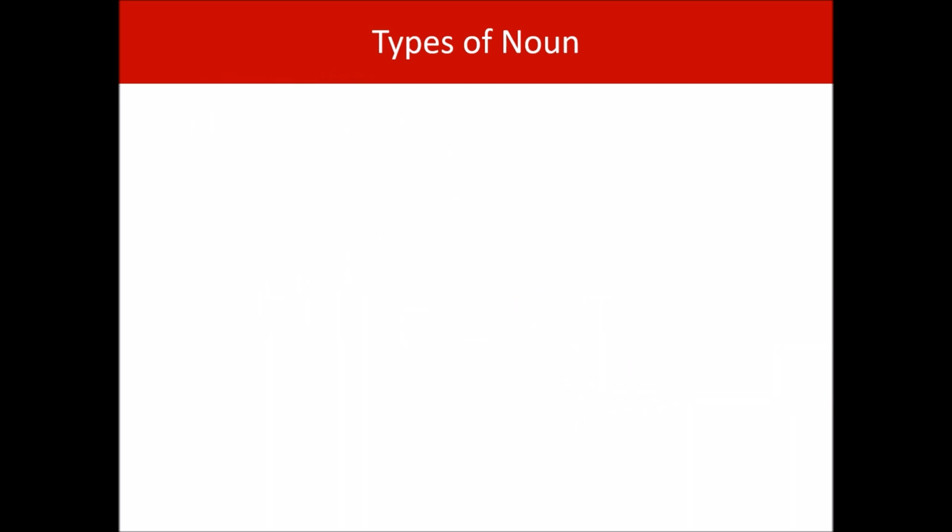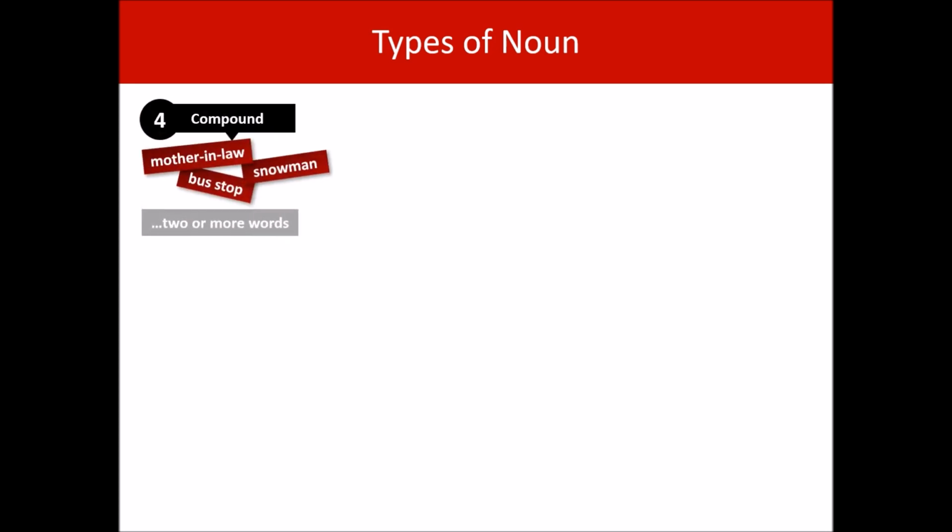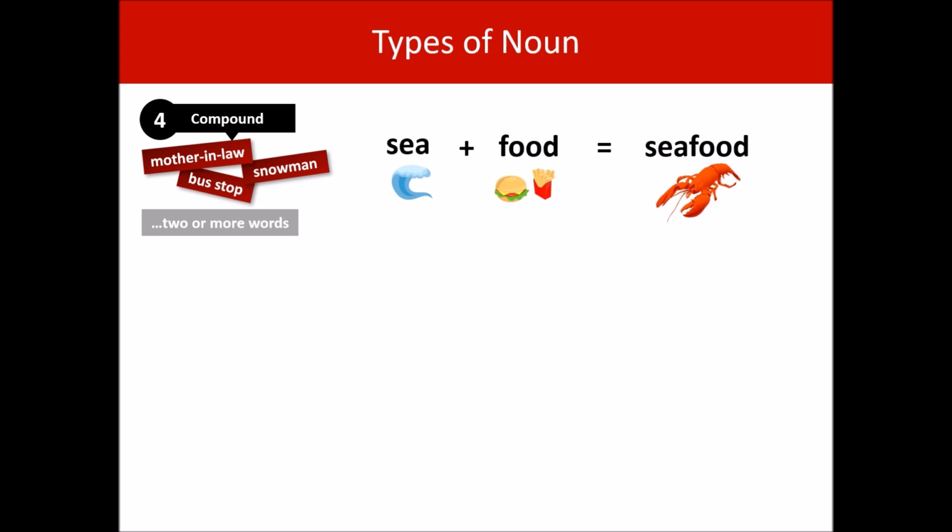Next we've got compound nouns. Examples: mother-in-law, bus stop, snowman. And these are nouns made up of 2 or more words. So let's take the word sea. Let's add it to food. And that gives us seafood, a compound noun.